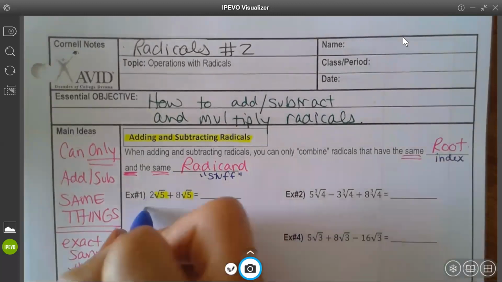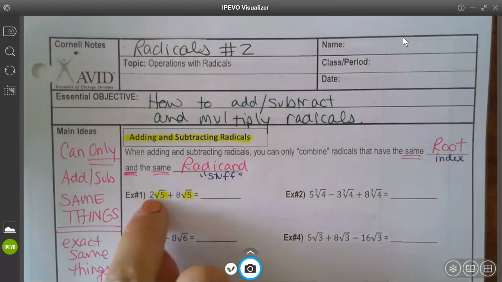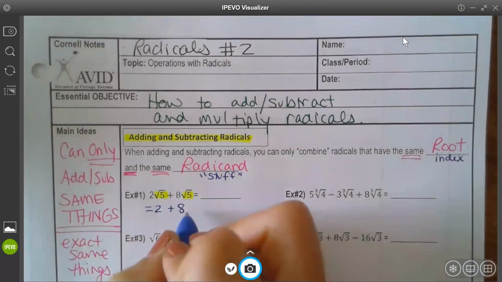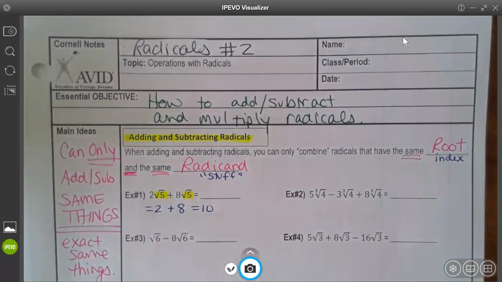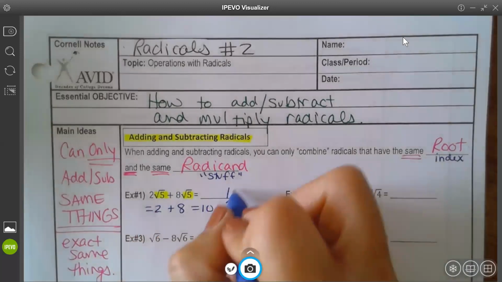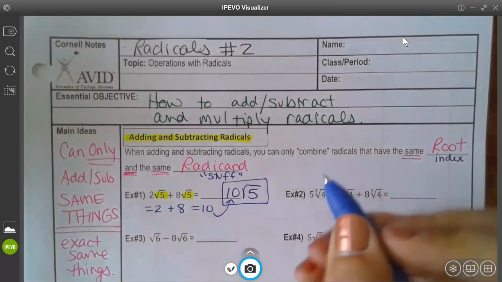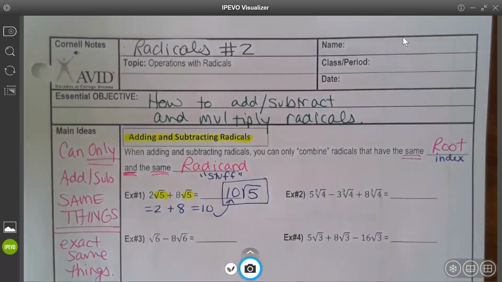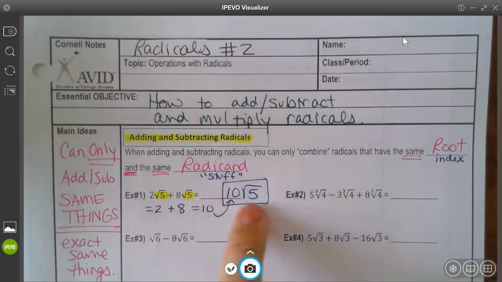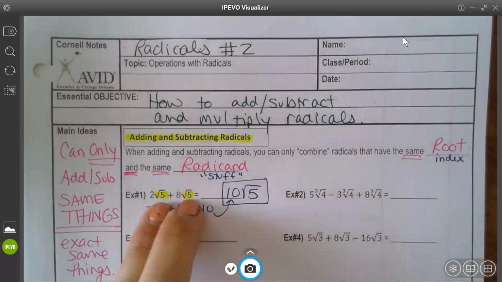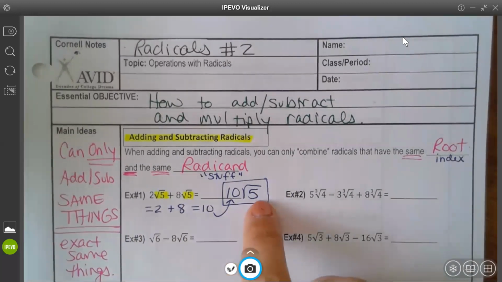That means that I can add my coefficients. So if I have 2 of them and I add 8 more of them, I'm going to get 10 of them. Who's them? Square roots of 5. 10 square roots of 5 are my answer. Ladies and gentlemen, please note that when you add the same things, you get the same things. That doesn't transform into a square root of some other number, okay? It doesn't become a 4th root when it was a square root. When you add the same things, you get the same things.